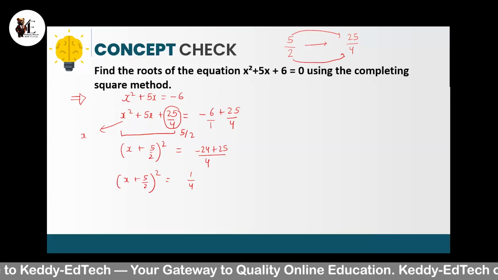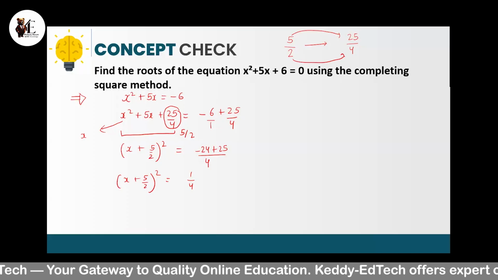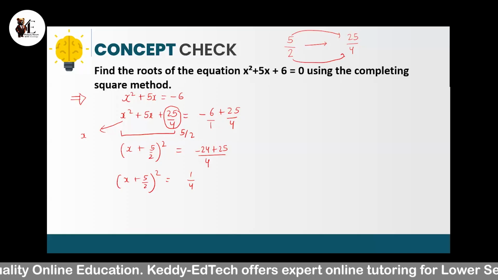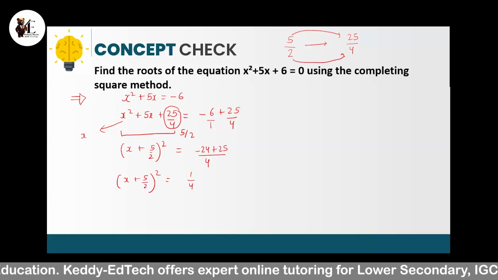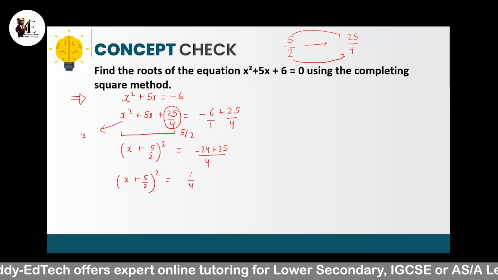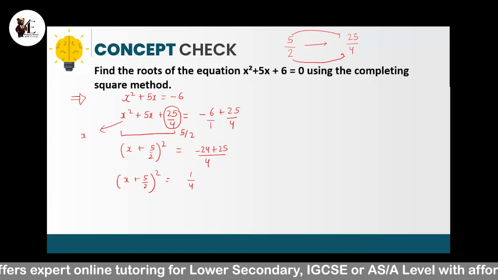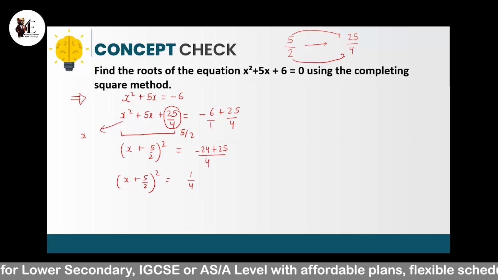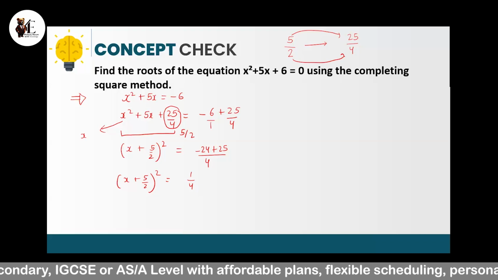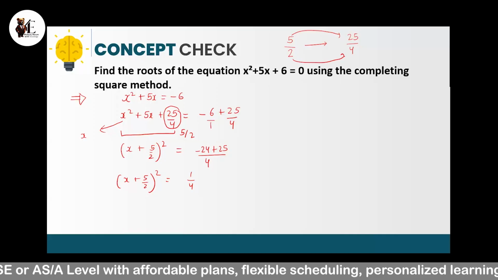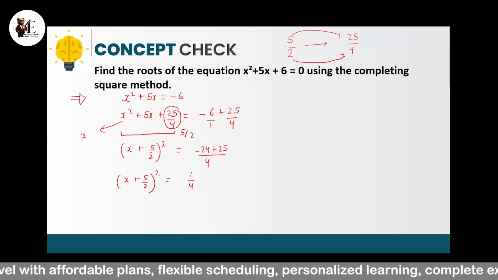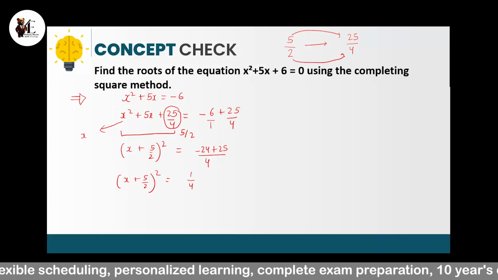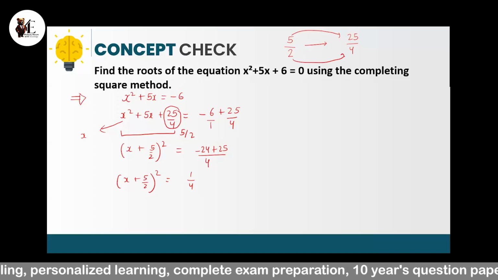Over 2 squared equals negative 24 plus 25. Okay, sir, can you repeat the third step again?